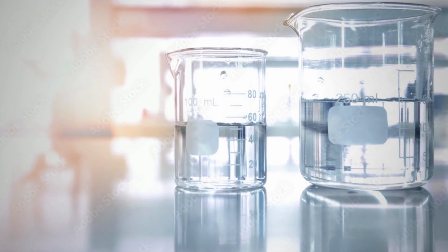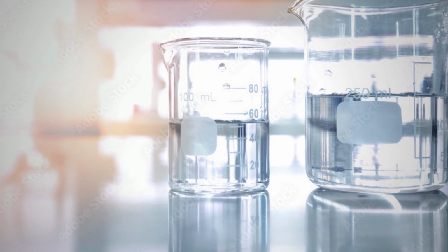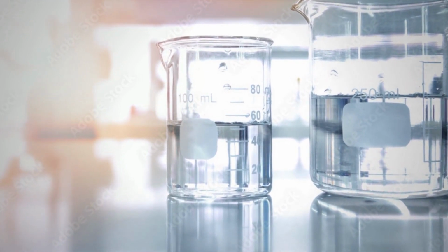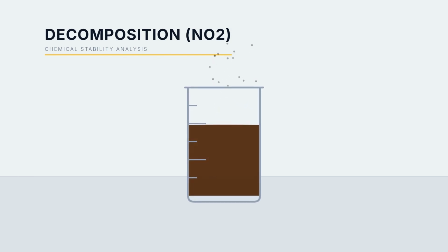So, what exactly does this acid look and feel like? Let's check its physical properties. Pure nitric acid is completely colorless. However, older lab samples often look yellow or brown. This is because sunlight slowly decomposes the acid into brown nitrogen dioxide gas.